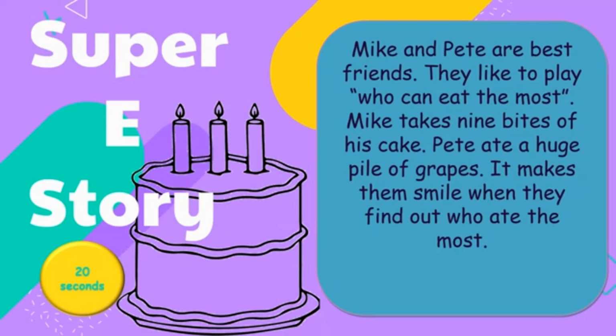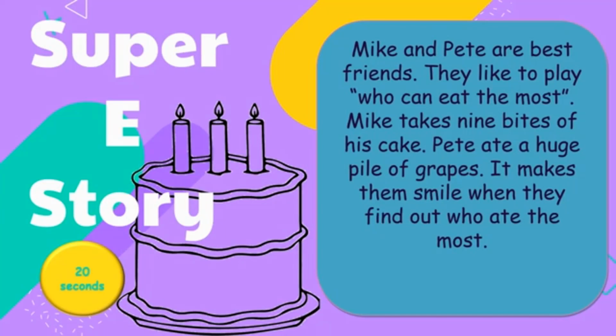Mike and Pete are best friends. They like to play who can eat the most. Mike takes 9 bites of his cake. Pete ate a huge pile of grapes. It makes them smile when they find out who ate the most.